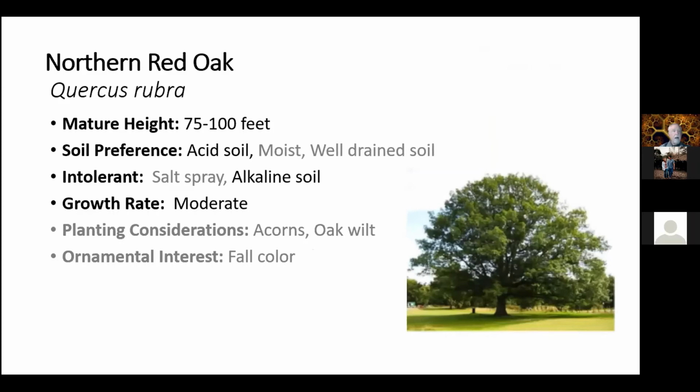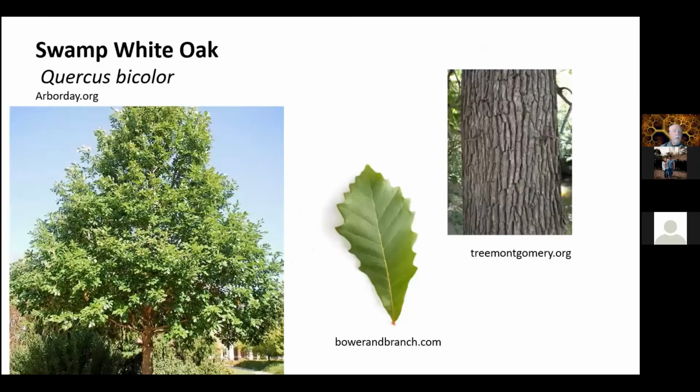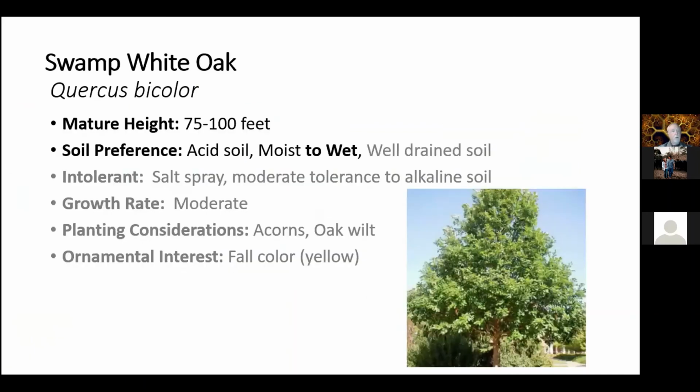Then I've got a couple of white oaks, the swamp white oak that has a very different looking leaf, with just these bumps along the sides, and a very different form. A much more pyramid shaped tree, not as round as most oaks. Also a big tree, and like you would think, swamp white oak, it likes moist to wet soil on the acidic side.